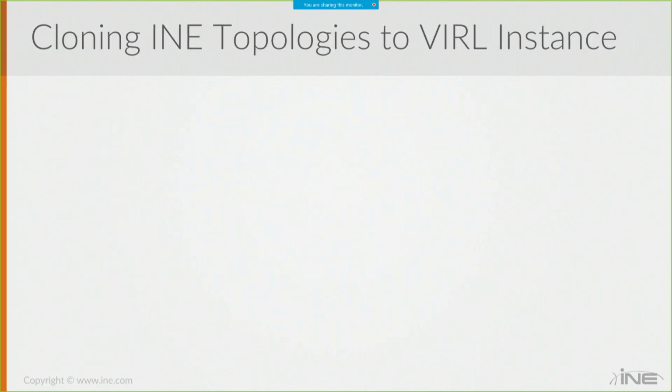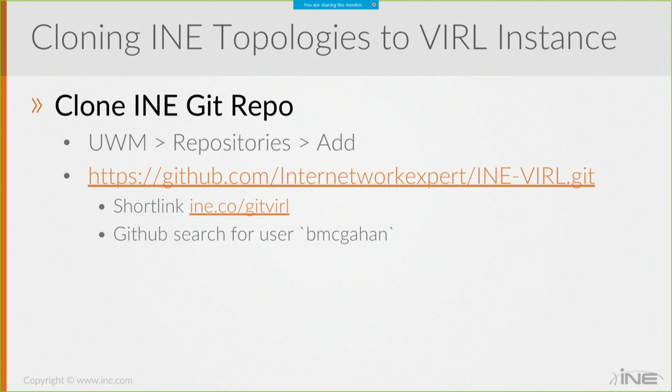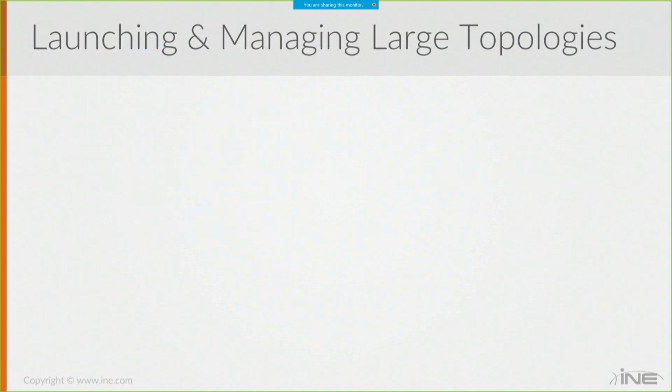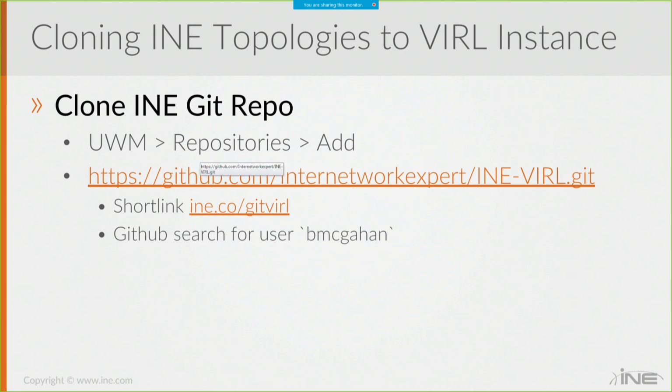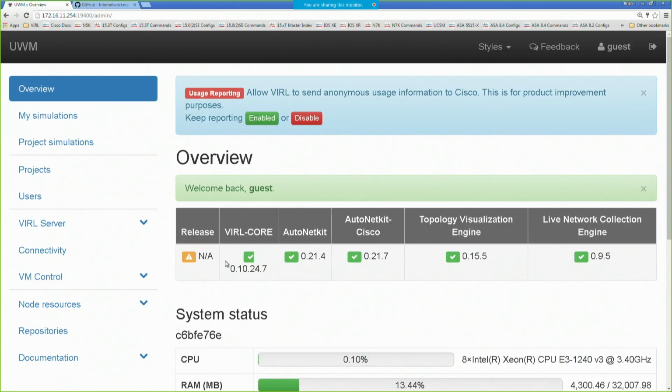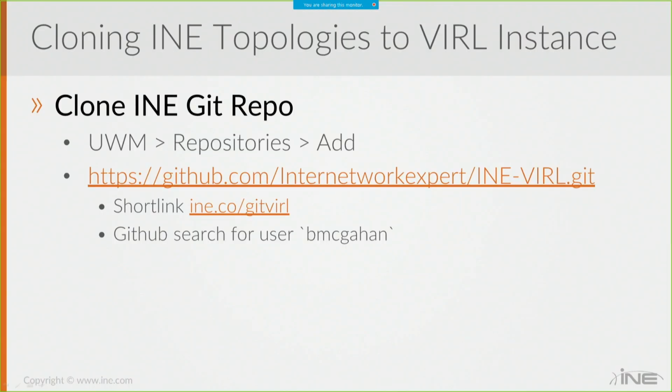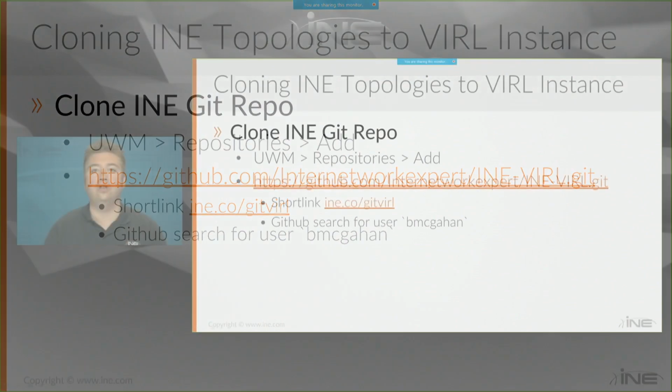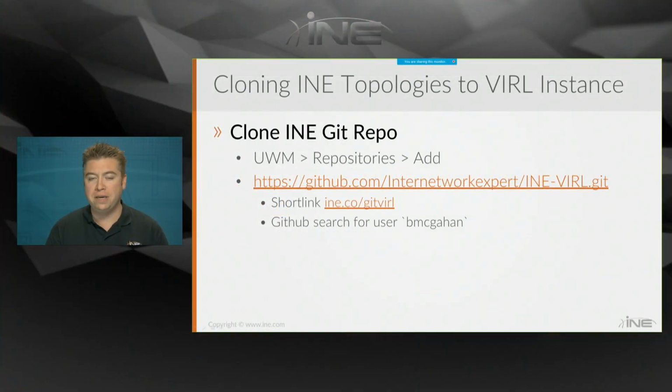Now we're going to get to the point where we're going to download the topologies. Specifically, in this case, we're going to clone the INE git repo. And then once that's done, we can go ahead and actually launch the topologies. So specifically, what you need here is this URL, which is github.com/internetworkexpert/ine-virl.git. Or if you just follow this short link here, which is ine.co/gitvirl. Or if you just go to github.com and search for my username, which is bmcgann, you'll see it's one of the only repos that I have contributed to, which is ine-virl.